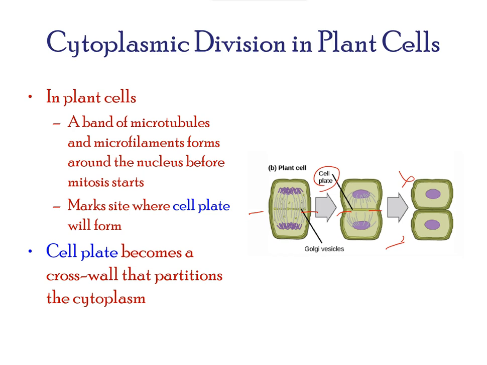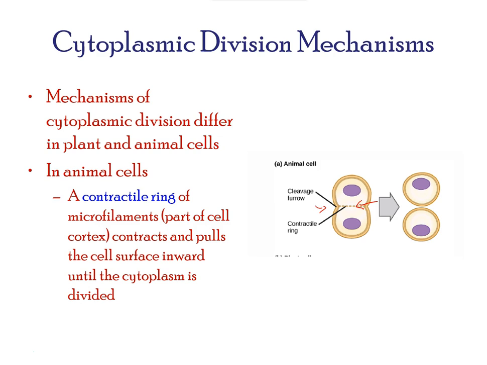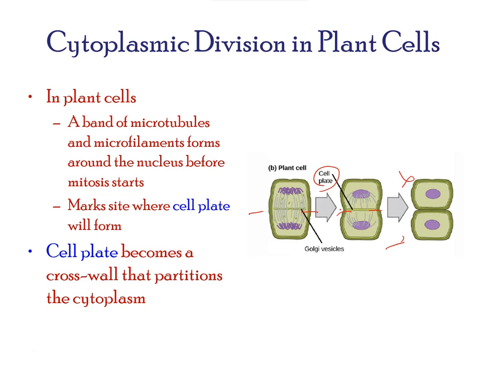In the image, animal cells are developing a cleavage furrow that is formed by contractile rings, which are composed of microfilaments, pulling the cell inward and eventually dividing the cytoplasm. In plant cells, a cell plate forms horizontally that partitions the cytoplasm and divides it to produce two new cells. The cell plate enlarges until it merges with the cell wall.